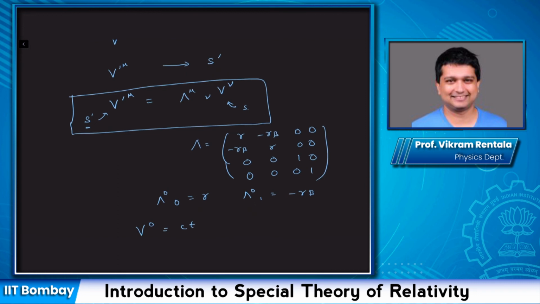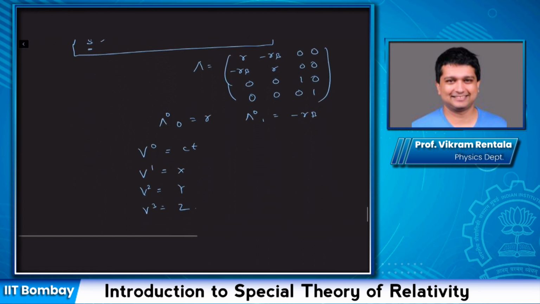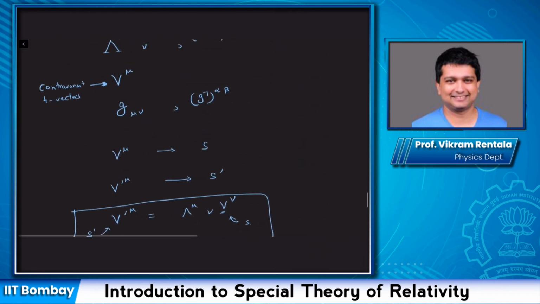So this defines our transformation rules for four vectors. Now, any collection of 4 numbers obviously does not form a 4 vector, but I could imagine taking other combinations of these 4 quantities. And since I know how V0, V1, V2, V3 transform, I would also know how those other combinations transform. So let me construct something here.